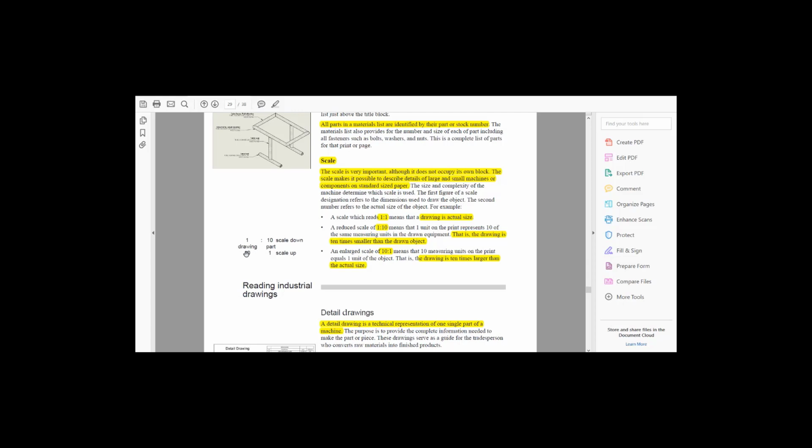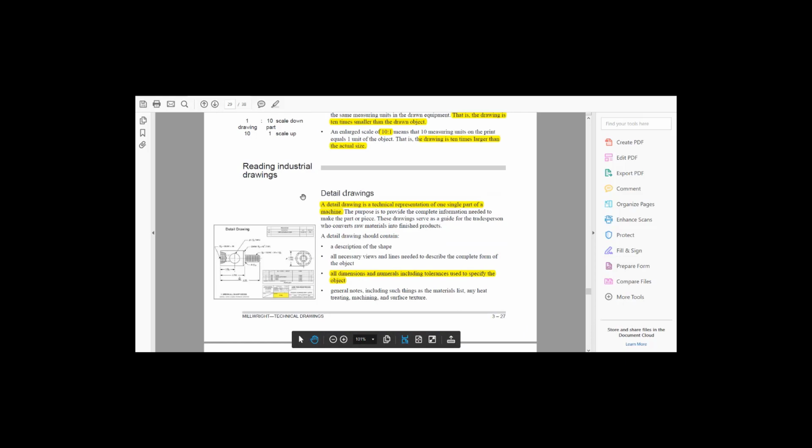When it says 10 to 1, you are scaling up. So it's slightly different from scaling down. In some cases, the part is so small that you have to make it much, much larger just to show the details and apply the dimensions onto the part. So scaling down is 1 to 10, scaling up is 10 to 1.